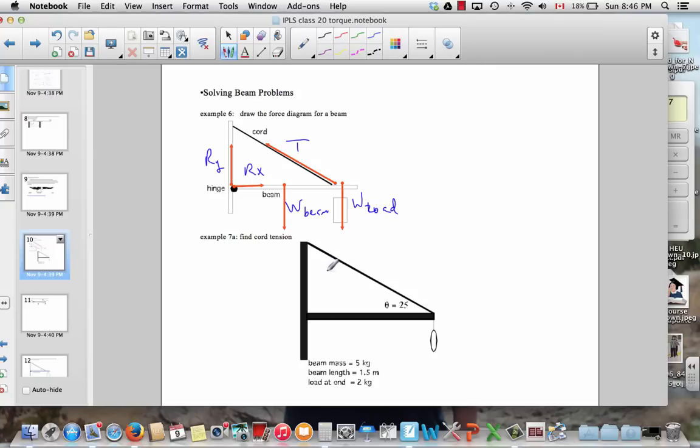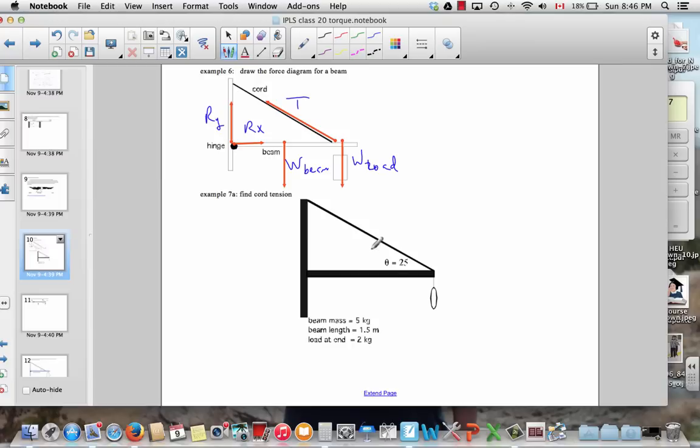All right, so how does the analysis play out? Well, here again is a beam, so we'll start with the force diagram.